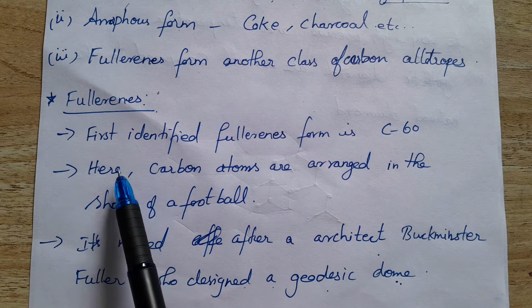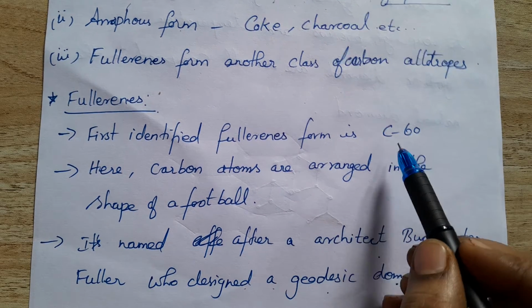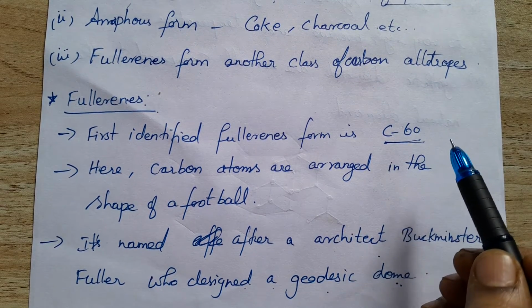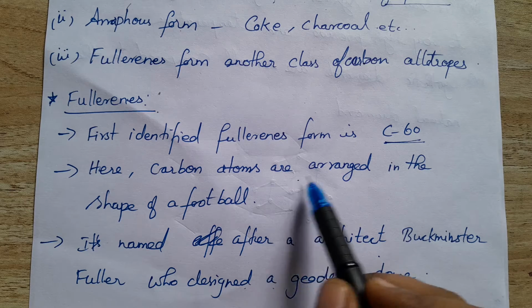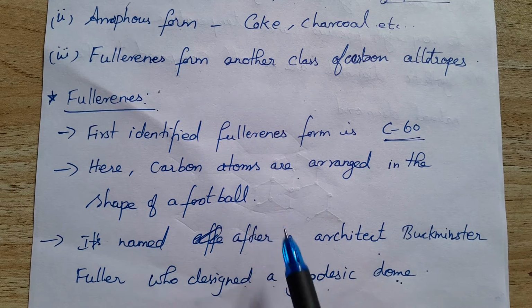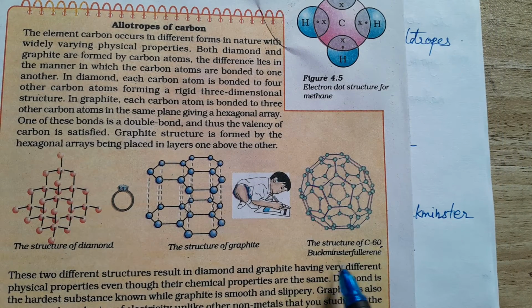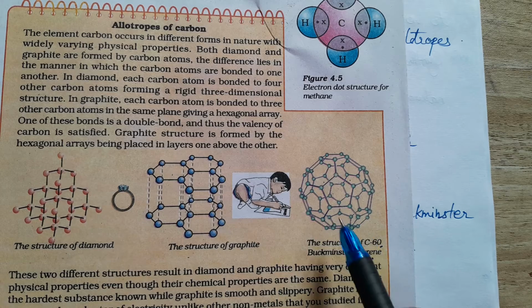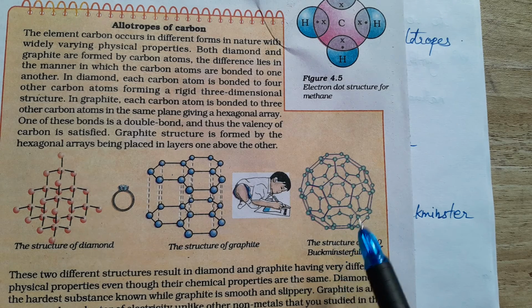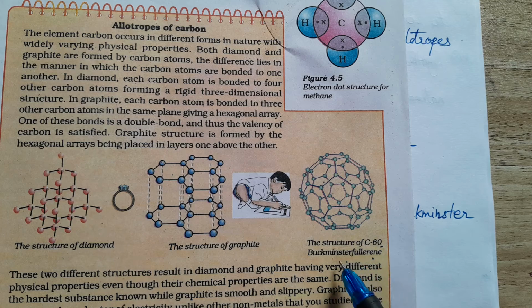It is first identified in the form of carbon 60. Here the carbon atoms are arranged in the shape of a football. See, this is the structure of C60 Buckminster fullerene. So it will be arranged like this. This is how he designed this dome also. So it gets the name Buckminster fullerene, C60 carbon.